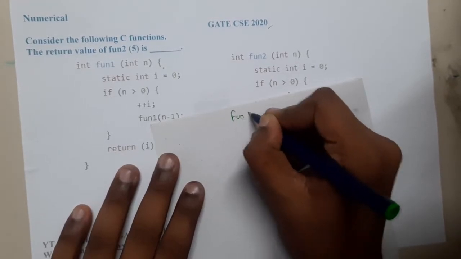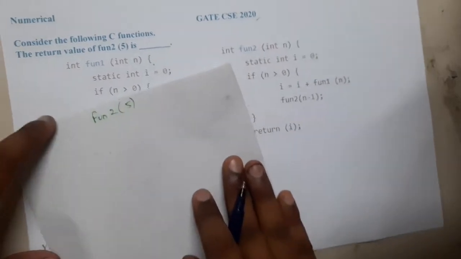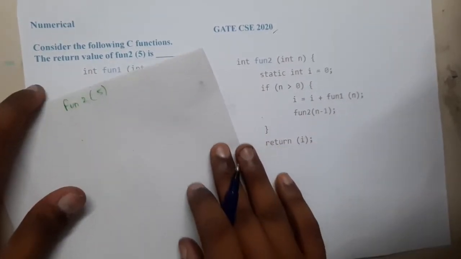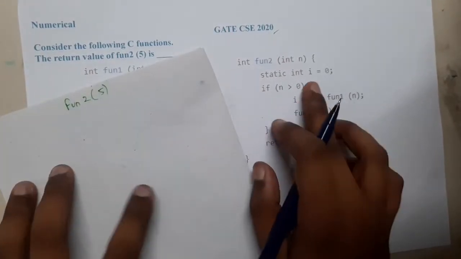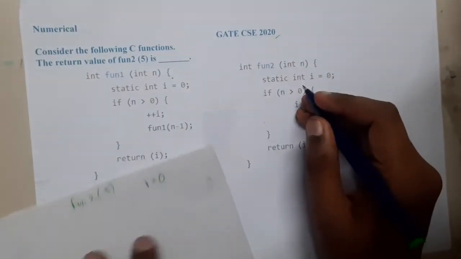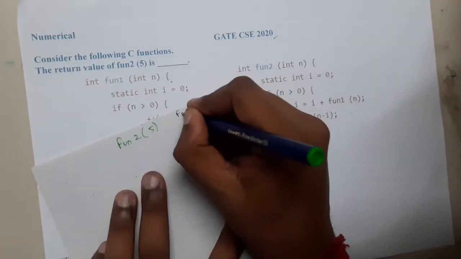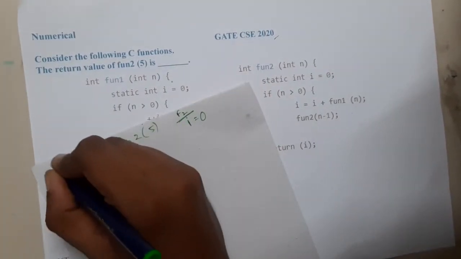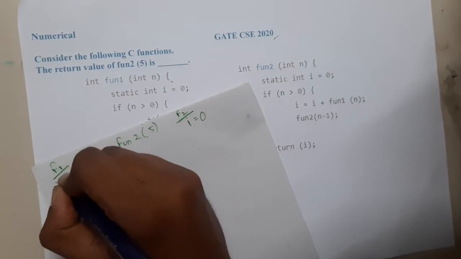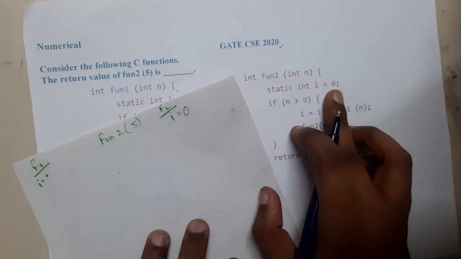So fun2 of 5 I am calling. Yes, so here this function will be called first, right? So let us start. Here we are creating a static variable i equal to 0. Here also we are creating a static variable. Let me write a fun2 heading, f2, and for this let us write f1. So i equal to 0, that will be assigned later on, so don't worry. So static int i equal to 0.